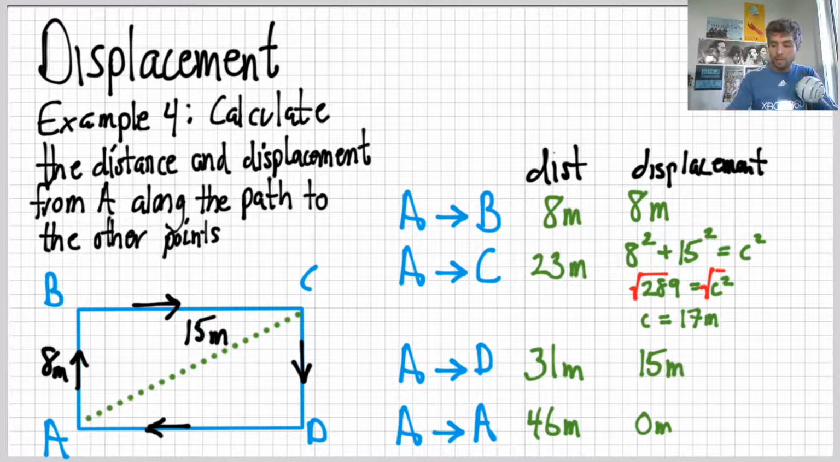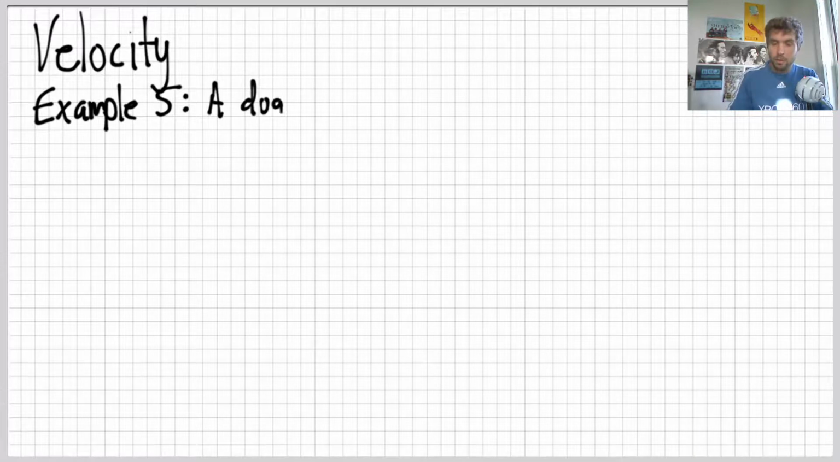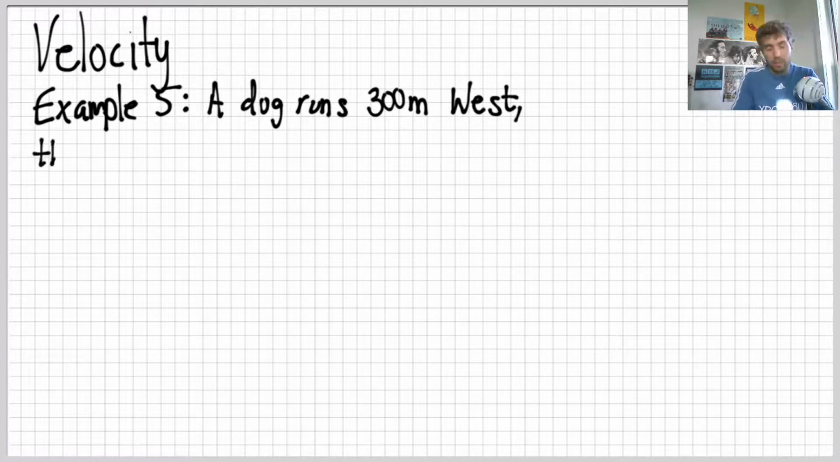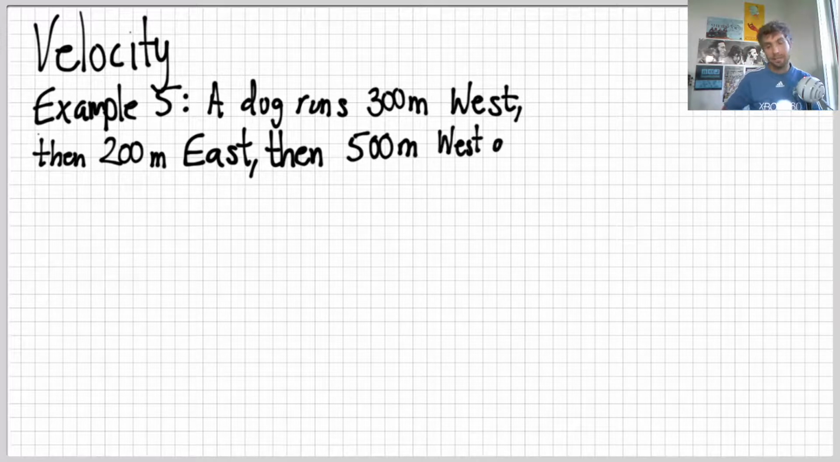Okay, moving on to everyone's favorite, velocity. And of course, if you understand speed, and you understand displacement, then velocity just slots right in. It's exactly the same. So we just have to consider the overall distance for the velocity. Okay, so here we have a dog, runs 300 meters west, then 200 meters east, and then 500 meters west again. So he's kind of running back and forth.